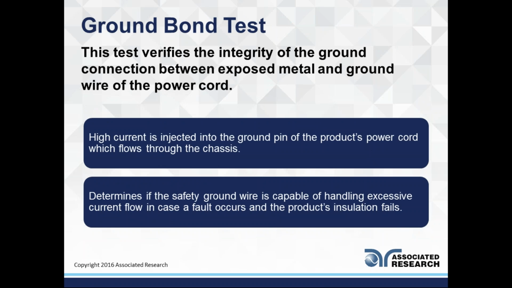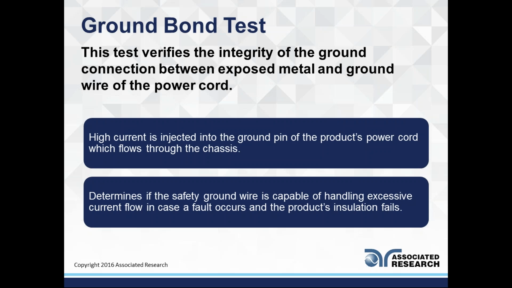So our ground bond test, now this is a test to verify the integrity of our ground connection between exposed metal and ground wire of the power cord. So it's the exact same wire, the same circuit, the same path that you're testing as ground continuity, but now high current is injected into the ground pin of the product's power cord, and it will flow through the entire either chassis or stud of the ground circuit.